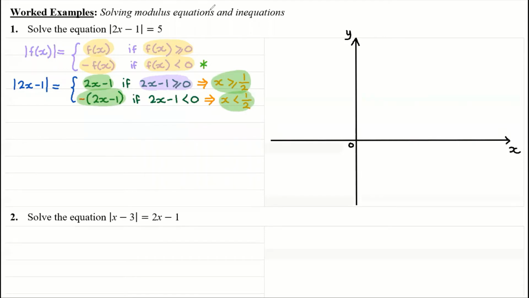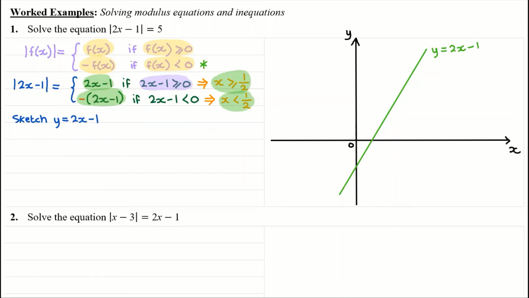Okay, so let's use approach A, and let's see if we can solve this equation. For approach A, we're going to sketch, first of all, the graph of y equals 2x subtract 1. So we're going to sketch y equals 2x subtract 1 first, and then we're going to apply the modulus function. I'm going to do this in green. It's got a y-intercept at -1, and it's got a gradient of 2. So something like that may do. Let's label it: y is equal to 2x subtract 1.